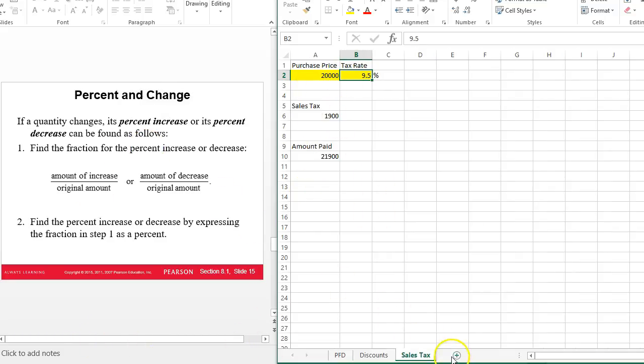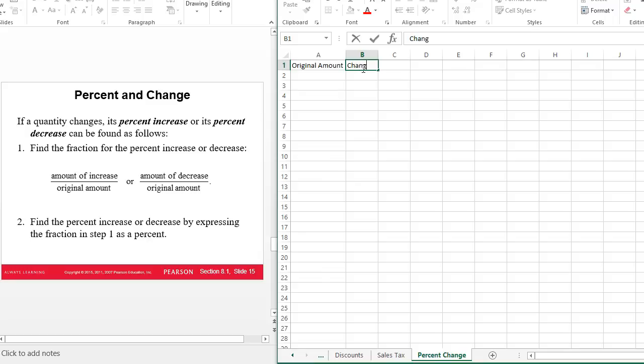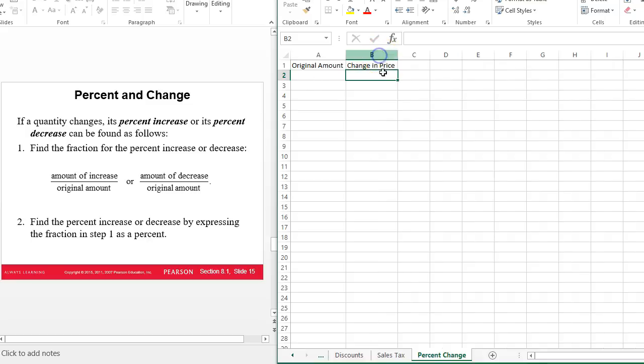Alright, let's do percent increase, percent decrease. That's another common one we see. So I'm going to call this sheet percent change. Alright, now, with these, we need the original amounts and the amount of increase or decrease. So original amount, and then I'm going to call it change in price. Alright, again, I'm going to click up here. Alright, now the change in price, it depends. We're going to type in something, but the change in price could be an increase or it can be a decrease.